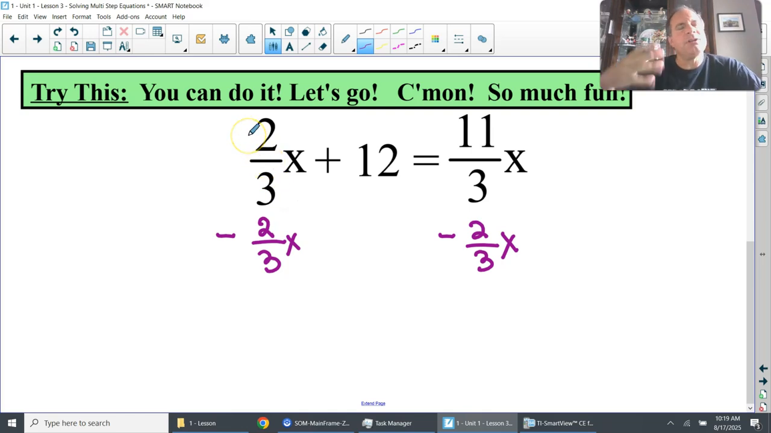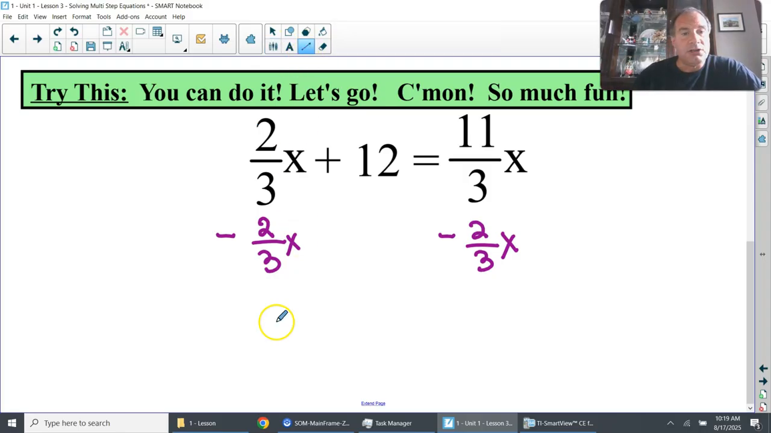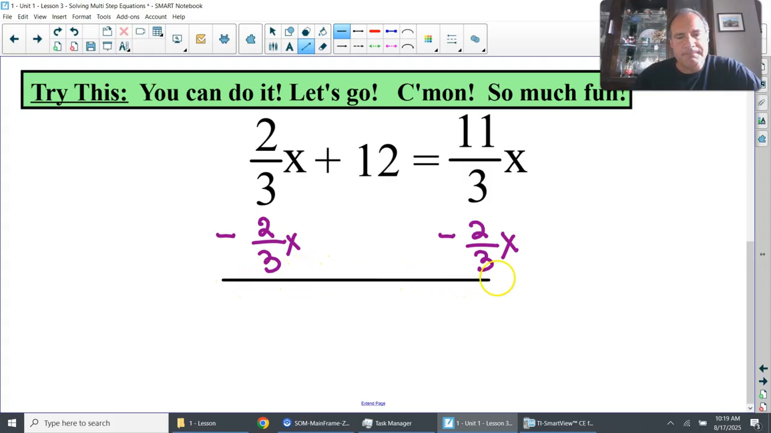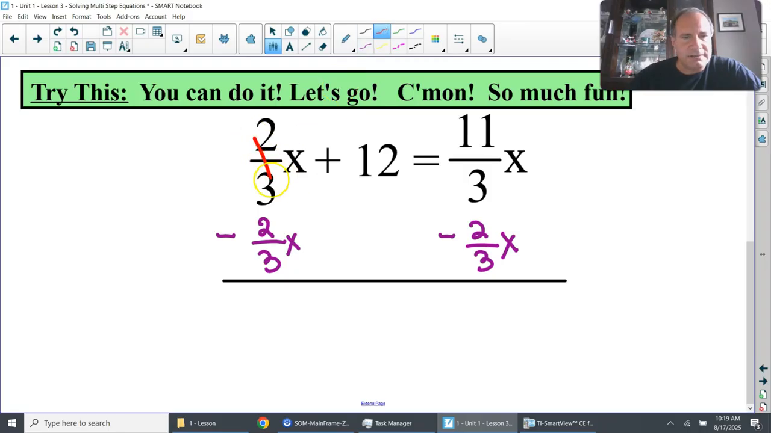And obviously, you're going to bring the 2 over 3x over to the 11 over 3x because the 11 over 3x is the only thing on that right-hand side. So you want to get that over and start to isolate it. So this cancels. You get 12 equals an 11.